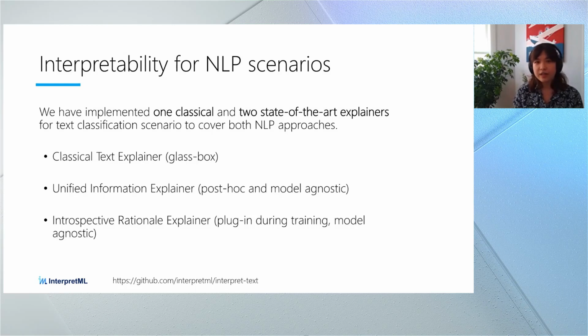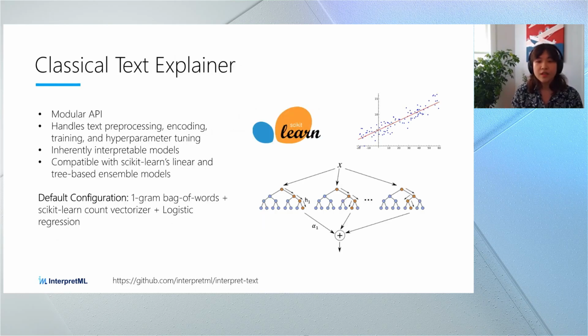Next, I'll talk briefly about these models in order to give you a better understanding of what they actually do. The classical text explainer is implemented as a wrapper around the entire NLP pipeline. So you can think of it as including all of the text pre-processing, encoding, training, etc.